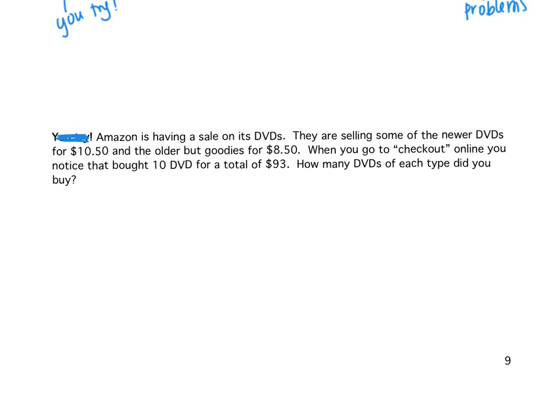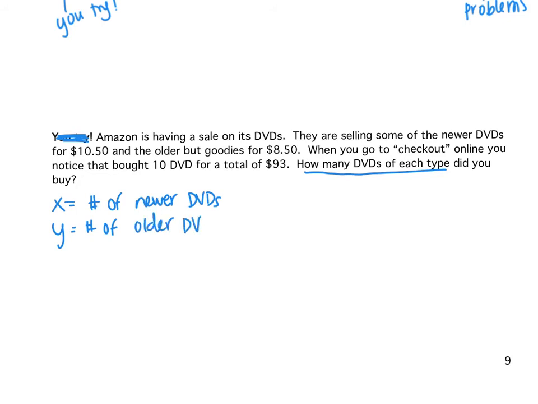So defining our variables, we look at the question, how many DVDs of each type? So that tells us we're looking for the number of, in this case, newer DVDs and older DVDs, specifically the number that we purchased. There are 2 totals that we are given. We know that we bought 10 DVDs for $93. So we're going to have one equation for the number of DVDs and one for the money.